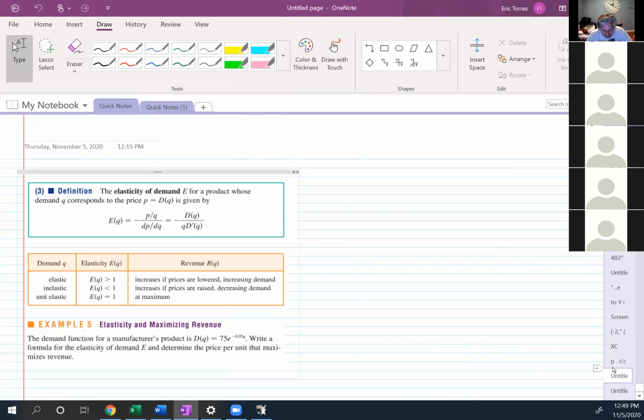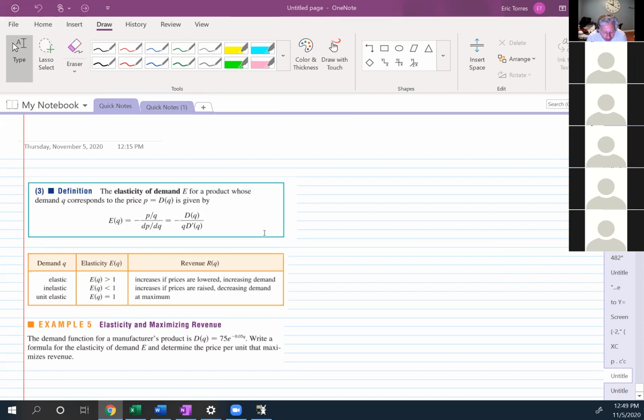Okay, so the next thing I want to talk to you about is elasticity. Elasticity is an economics formula, and anytime you're dealing with an economics formula, it's basically designed by economists to help an economist come up with a solution in a system. So basically, what you want to do is make sure that you know the definition of what elasticity of demand is. So here's our definition.